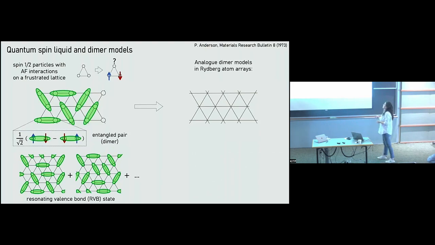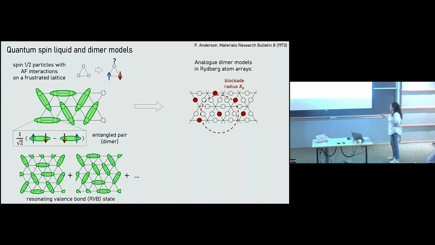So the idea here is that we take the triangular lattice and we place our atoms not on the vertices, as in the triangular lattice here, but on the links of the lattice, and we have a Rydberg excitation at some point in the lattice. We have some blockade radius RB, so that the other excitations need to be at a certain distance from the first excitation. What you see here is that if we map each of these Rydberg excitations to a dimer, we get to a situation that is very similar to what we have here.